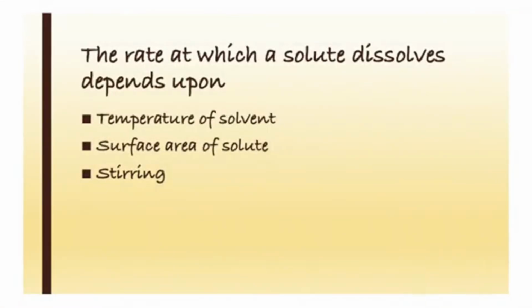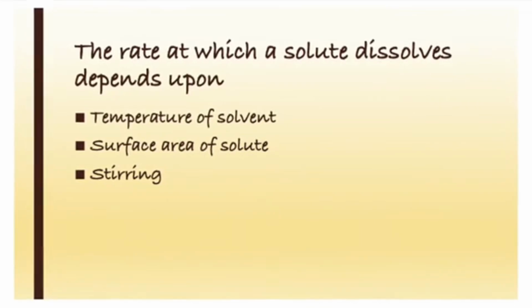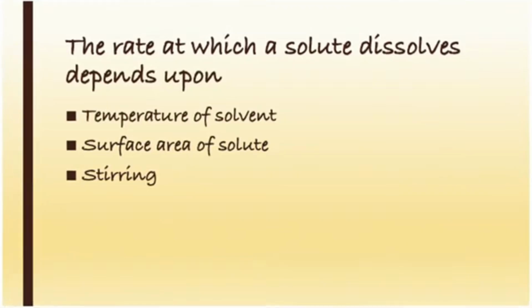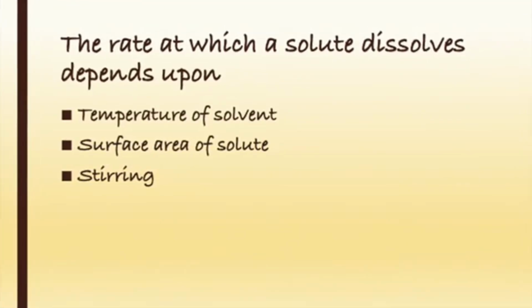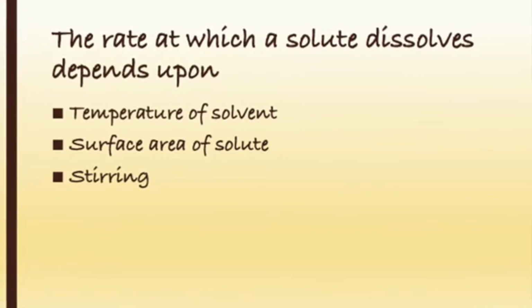Remember my chemistry class? The rate at which a solute dissolves depends upon three things. First one is temperature of solvent, which in our case is water. Second is surface area of solute, that's whatever we're dissolving in a solvent. And third is stirring or agitation.